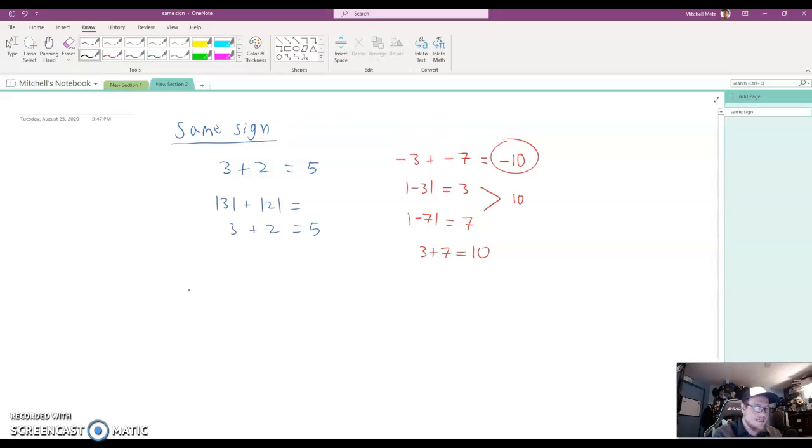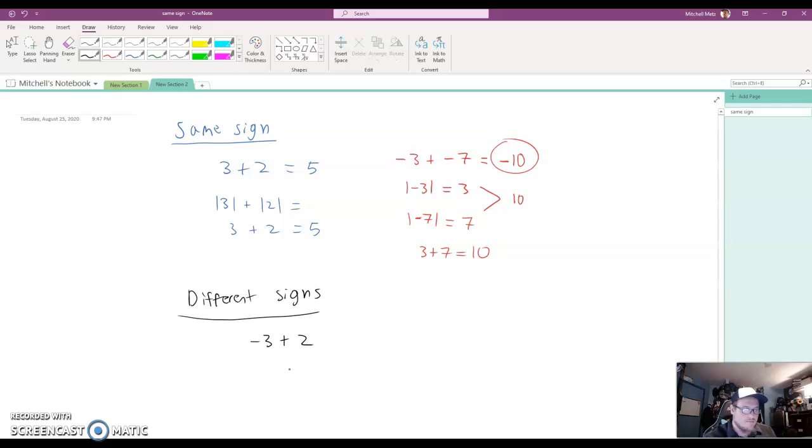Now, the last part is how do I add with different signs? How do I add integers with different signs? So it doesn't matter which integer is first. You can have a negative first or you can have a positive first. So if I had, in this case, negative 3 plus 2, the way you think of this with absolute value, you're going to subtract the lesser absolute value from the greater absolute value. So you think of it as subtraction. Even though it's addition, you have to think of it as subtraction.